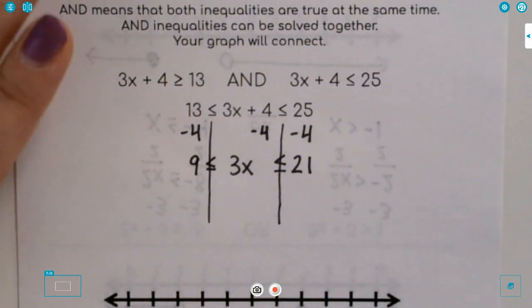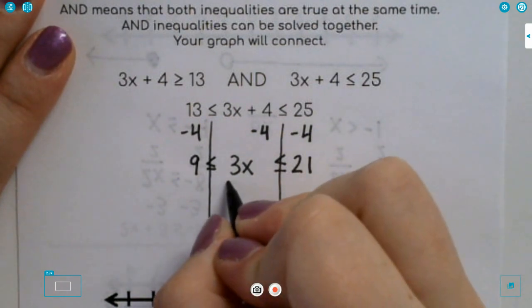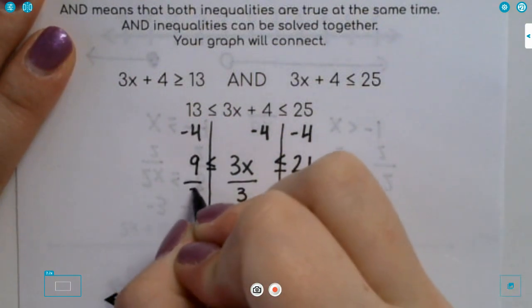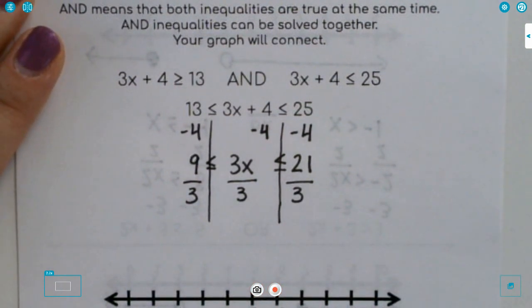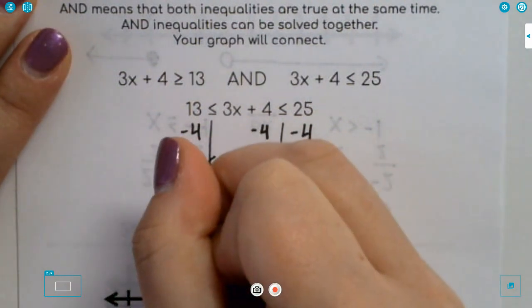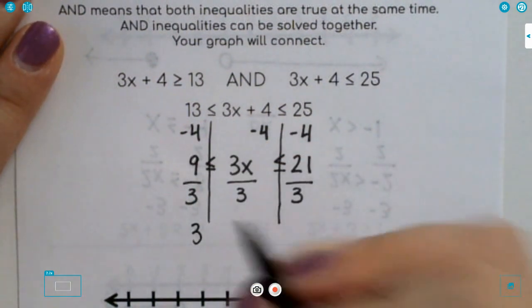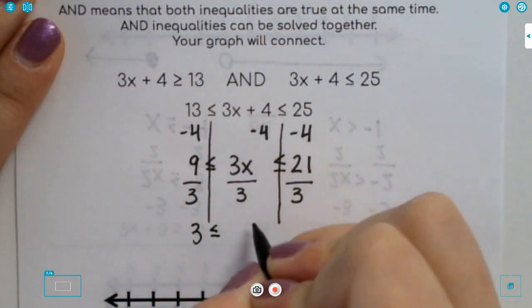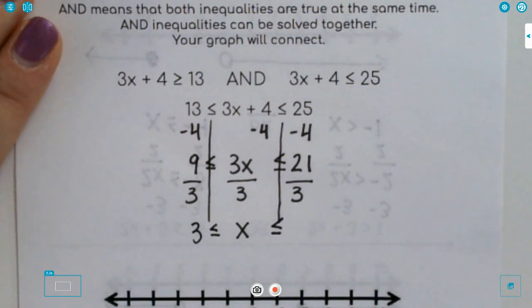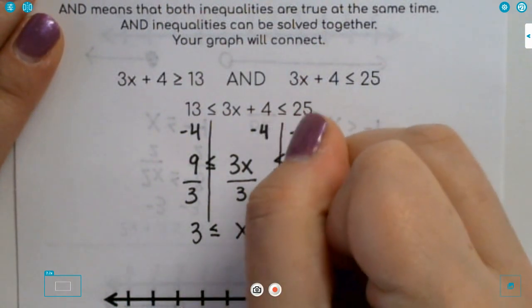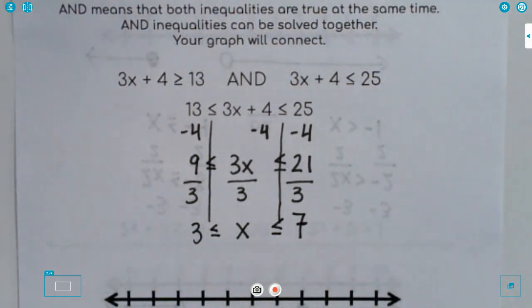Then from there, I divide by 3 everywhere. Anything I do in the middle, I do the left and the right. So 9 divided by 3 is 3. So I've now got 3 is less than or equal to x, which is by itself in the middle now, is less than or equal to 21 divided by 3, which is 7. So you solve it like a 3-sided equation.